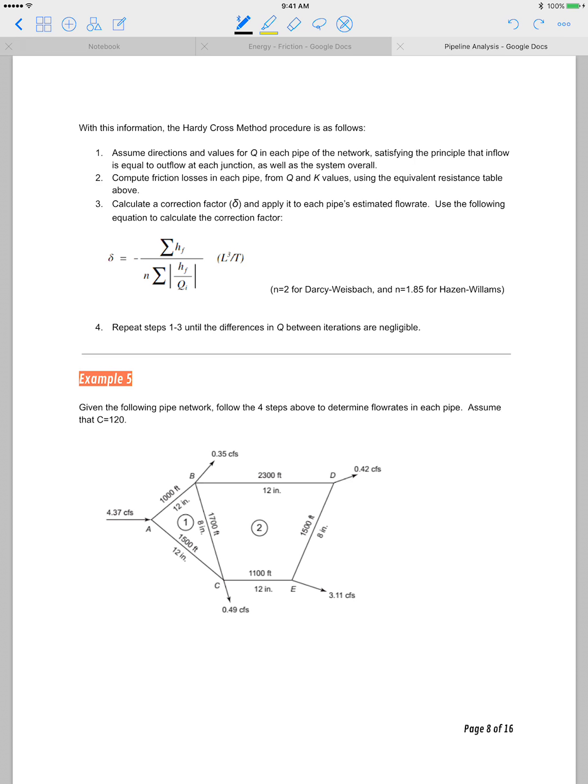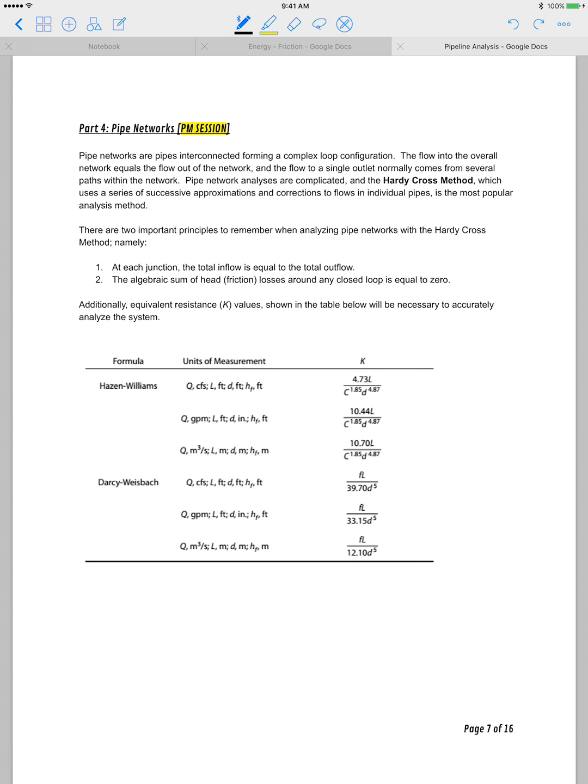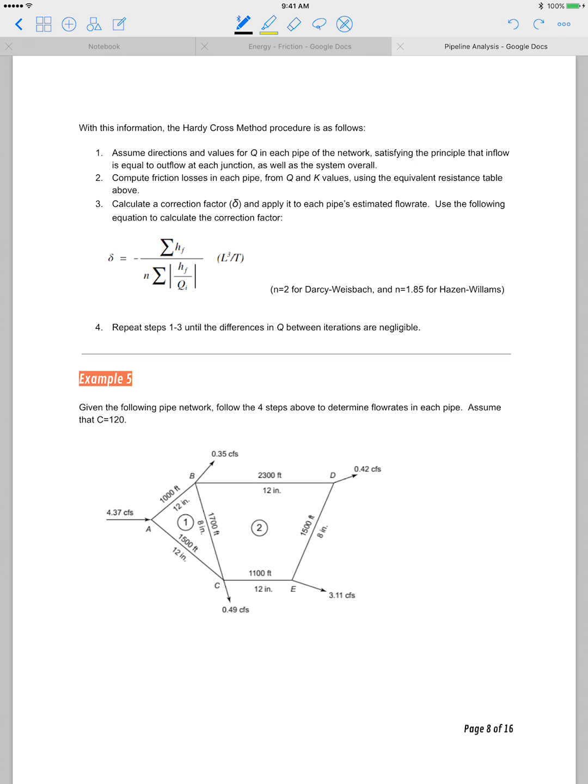Next, you compute the friction losses in each pipe from the Q values that you assumed and the K values which you calculate. And again, the K values are going to be calculated from this table. You'll have a diameter of the pipe, a length of the pipe, and either a C value or a friction factor value from the question. Therefore, you can calculate K values and Q values, and from K and Q, K Q to the N, you're going to have a friction loss in feet, or H sub F.